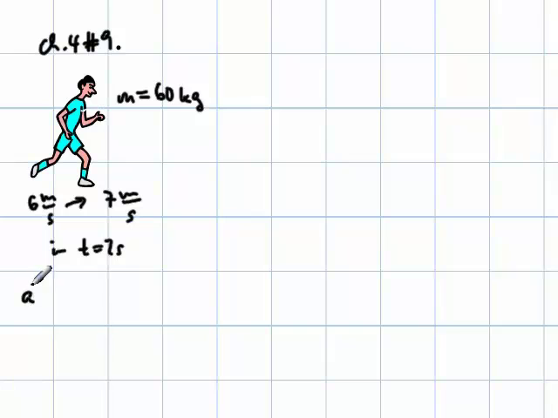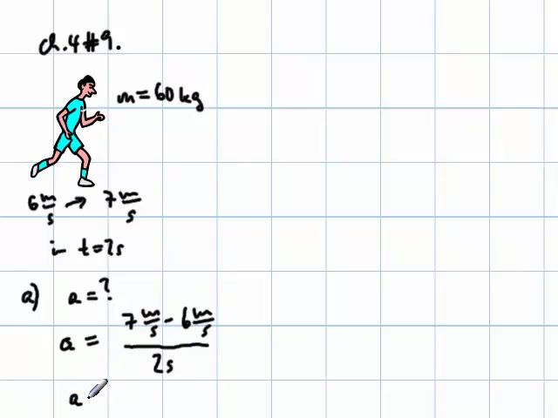So they're asking in part A, what is the acceleration? Well, from a previous chapter we know that the acceleration is change in velocity over the time interval. So a change in velocity would be 7 meters per second minus 6 meters per second divided by the time interval of 2 seconds. 7 minus 6 is 1, divided by 2 is 0.5. And the units are meters per second, so meters per second squared.